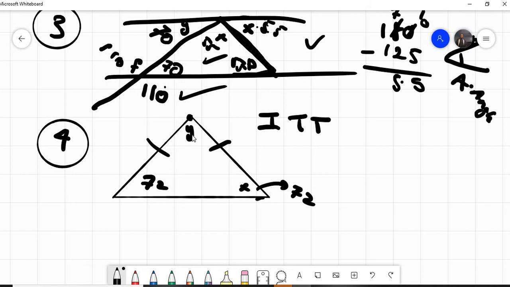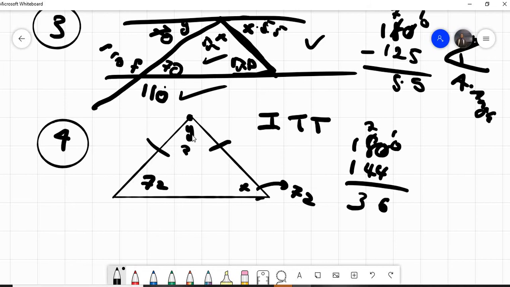So we add these two, and then we subtract 180. So 72 plus 72 is 144, and 180 minus 144. So this one is going to be 36. That is correct.